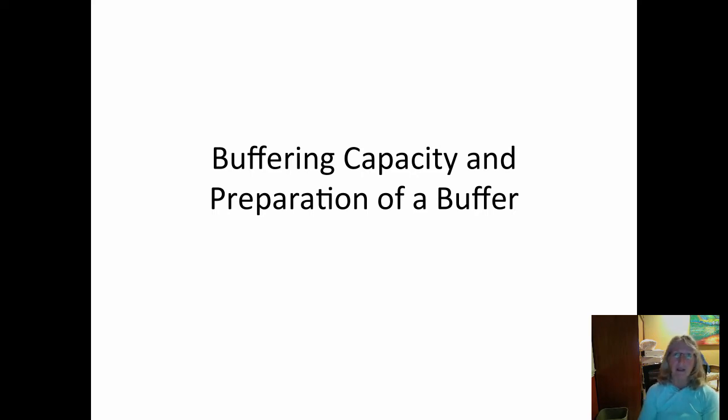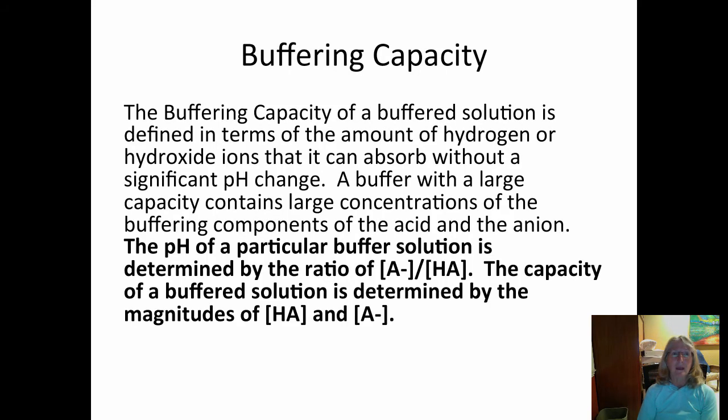And find the page that starts with the words buffering capacity. You can pause the podcast to go find that sheet now. All right, I'm assuming you found the sheet, and what you're looking at hopefully mirrors what you see on the screen. The buffering capacity of a buffered solution is defined in terms of the amount of hydrogen or hydroxide ions that can be absorbed without seeing a big change in your pH.